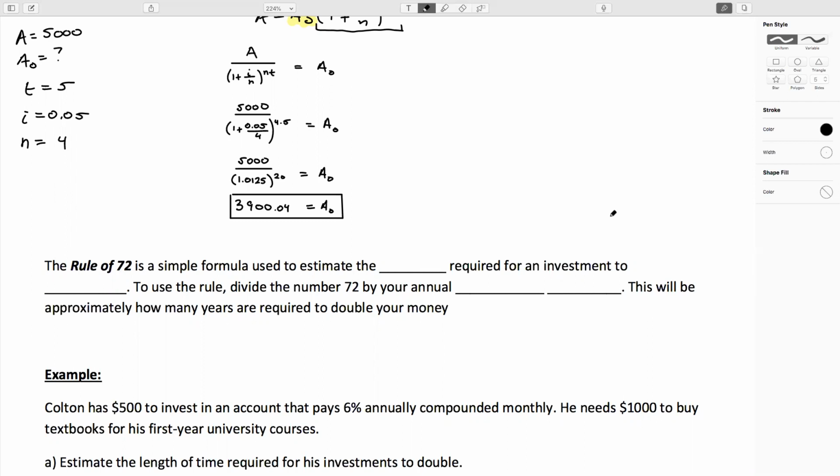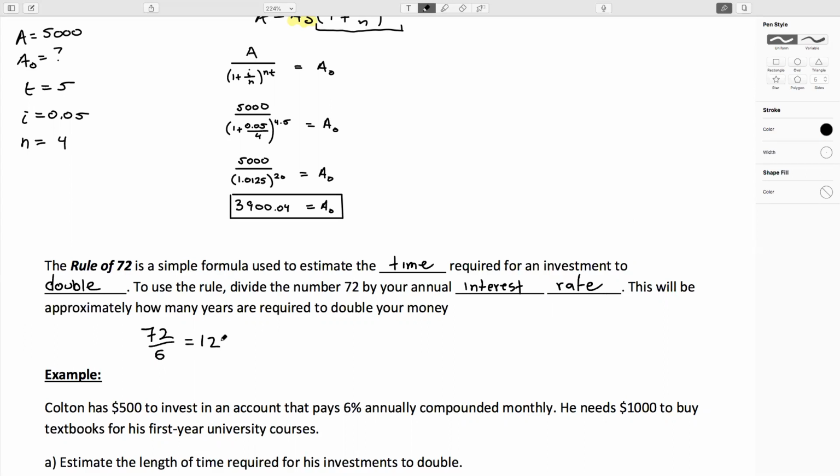So the rule of 72 is a formula used to estimate the time required for an investment to double. To use the rule, divide 72 by your annual interest rate. This will be approximately how many years are required to double your money. This is a huge, powerful tool because you can quickly ballpark doubling time, and it shows you the difference between interest rates. So, for example, if you take 72 and you divide it by 6% interest, that gets you 12. So that means if you have 6% interest, your money will double every 12 years.